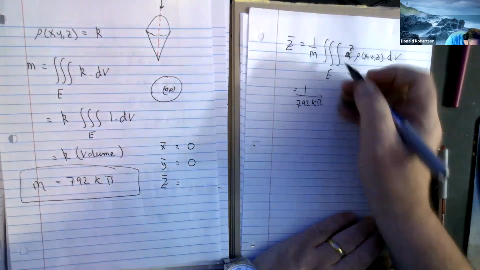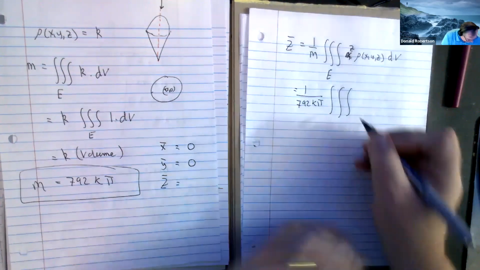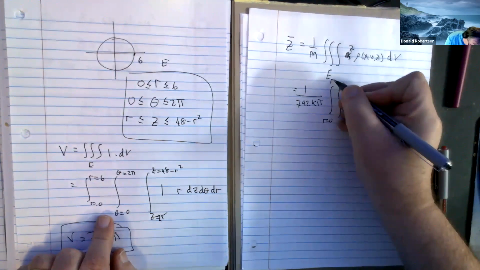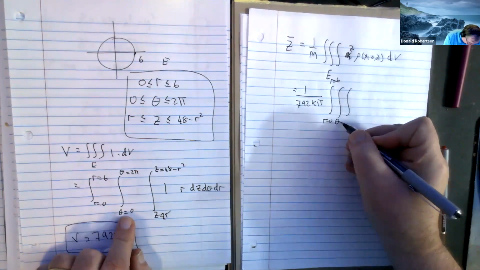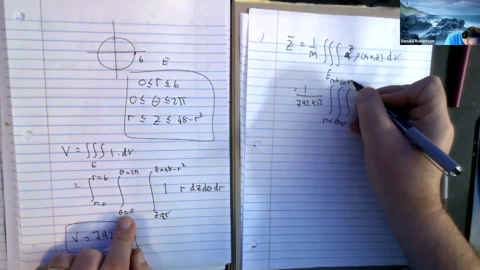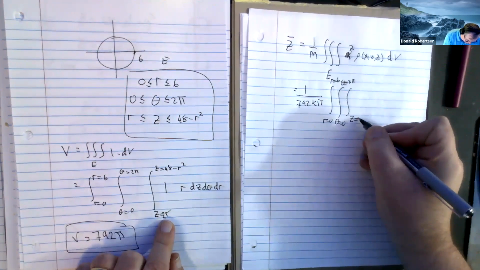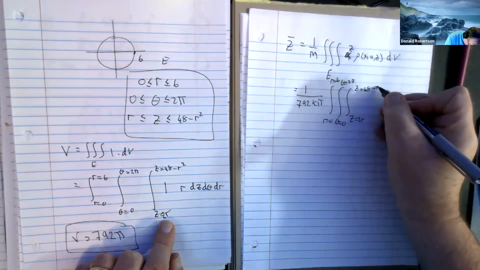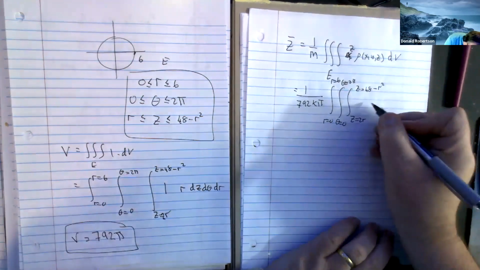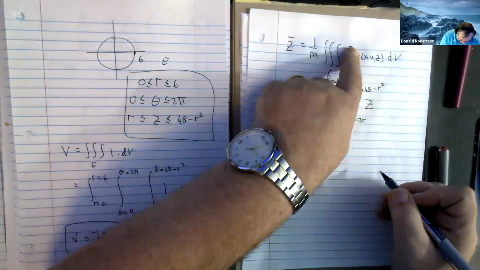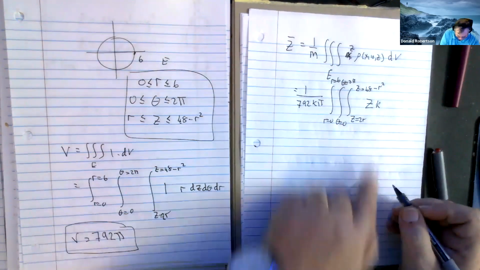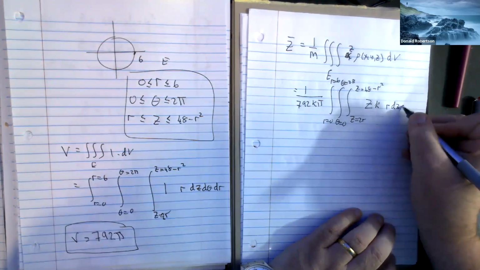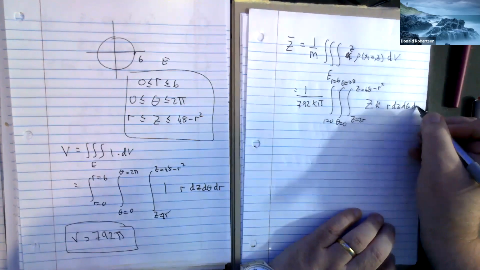I've already figured out these limits of integration. We already figured them out as r equals 0 to 6, theta equals 0 to 2 pi, and z equals 2r to 48 take away r squared. Z, k, and the dV becomes r dz d theta dr.